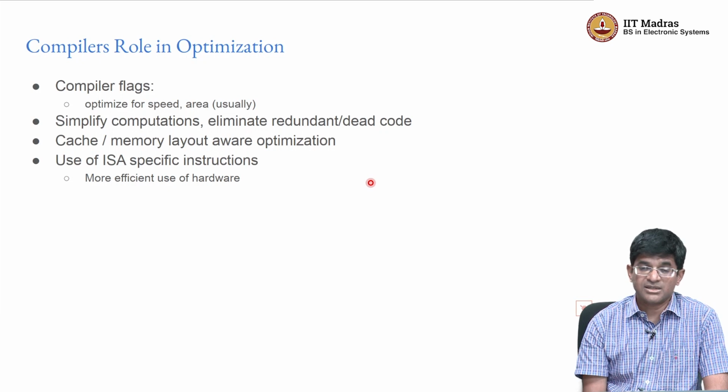And finally, compilers play an important role in terms of choosing the right kind of instructions. Even though we say ARM, what we actually mean is a whole family of different processors that have the same base instruction set but have a number of different enhancements on top of that.